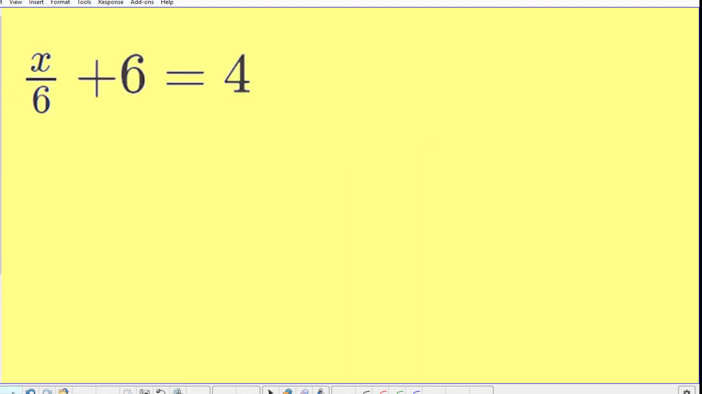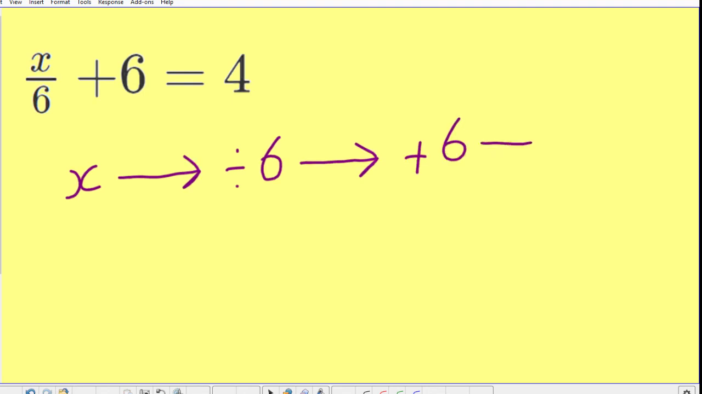Okay. Again, another try at this one. We've got x, the arrow, and we're dividing by 6 first. Then we're adding 6. And that gives us 4. Remember, we work from left to right, so make sure you do the divide part first and then the add.